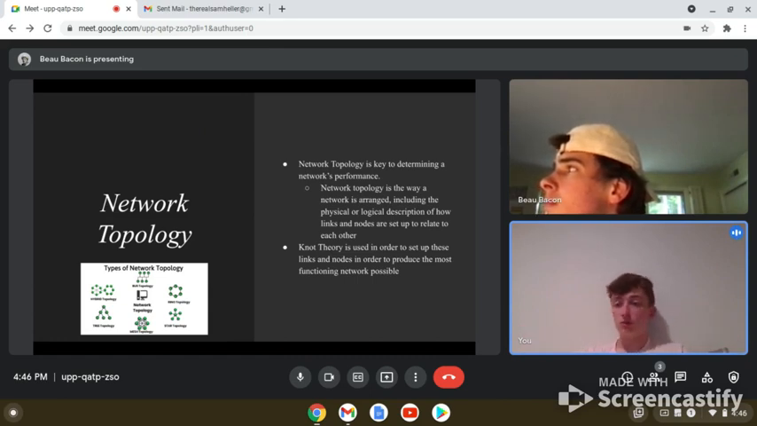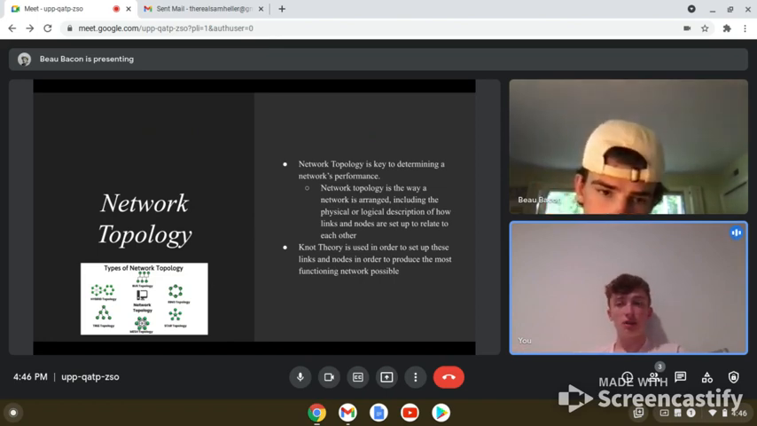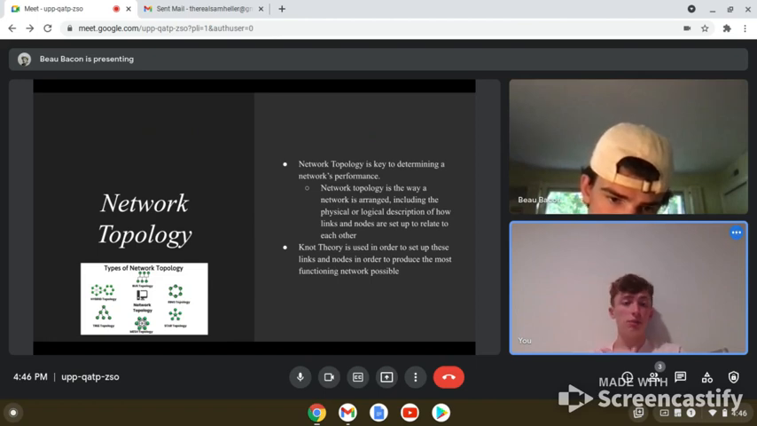As you can see here in this bottom right diagram, we have all different setups to network topology that produce different functionalities, if you will. And with knot theory, we can really create these different types of network topology.